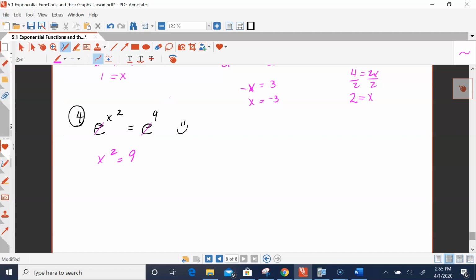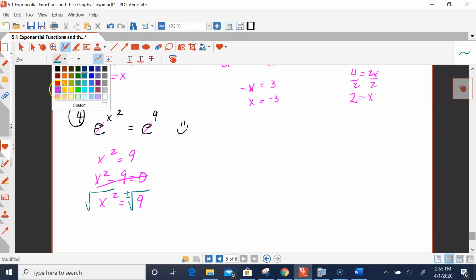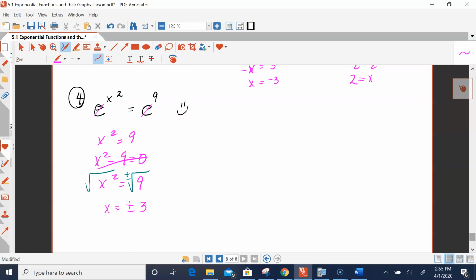Well, if I set x squared equal 9, that turns into Mr. Quadratic that we can solve. Actually, you probably don't want to bring the 9 over, so let's skip that. When I see x squared equal 9, I can use the square root property where I square root both sides. And remember to put plus or minus on that 9. So I get x equal plus or minus 3 when I square root both sides. So this one has two solutions, x equal 3 and x equal negative 3.